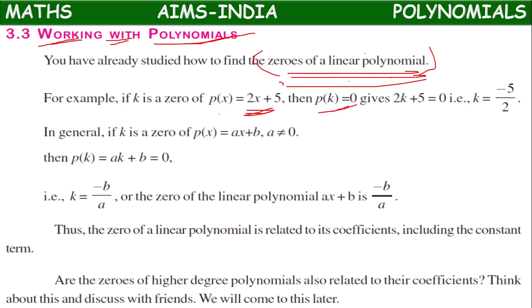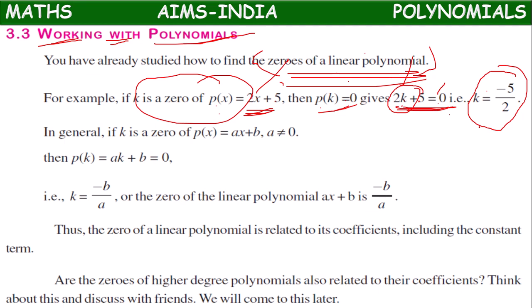What does it mean? If p of k equals 0, it means in the place of x, if we keep k, what will come? 2k plus 5. 2k plus 5 equals 0. Because k is the zero of the polynomial, in the place of x, if you keep k, the total expression value becomes 0. So plus 5 will go to that side as minus 5, and 2 will come down. K equals minus 5 by 2.